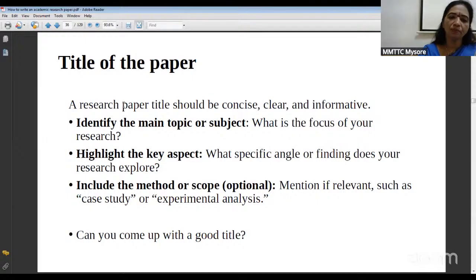So a research paper title should be clear, concise, and informative, and should identify the main topic or subject, and it should highlight the key aspect, and also it should include the method or scope.